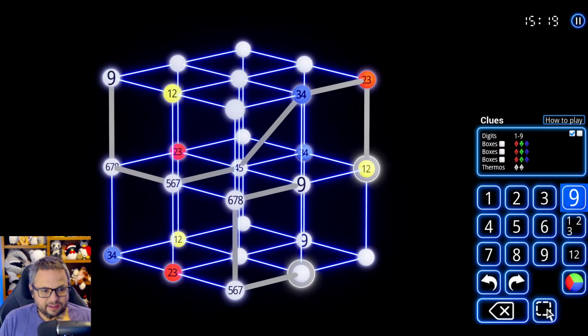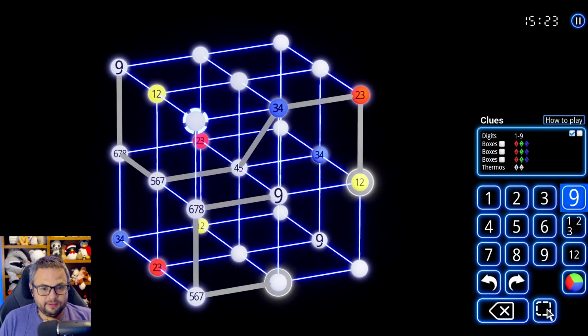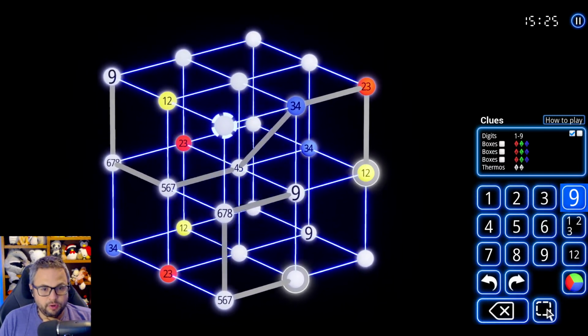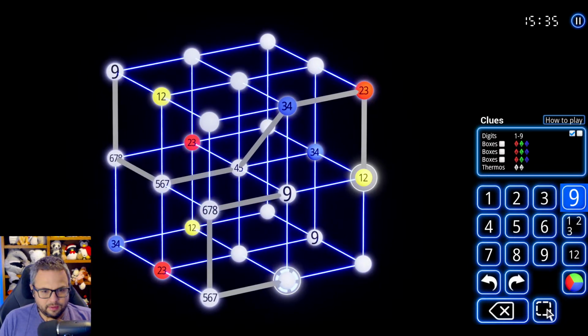Let's see. The foremost corner has only 2 places in layer 2. Let's see. Okay, so yeah, this can be 1, 2, 3, or 4, or not be 1, 2, 3, or 4, I guess.